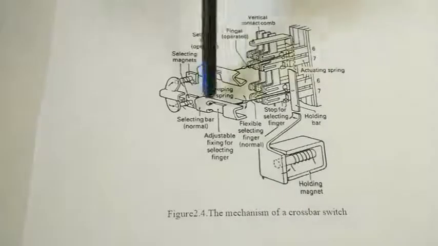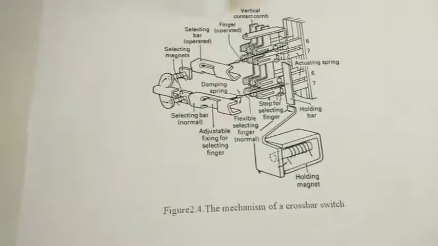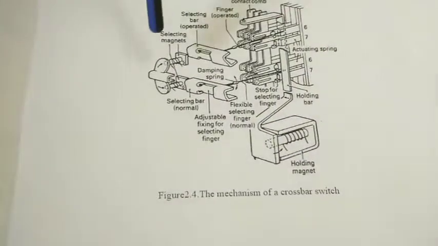This point is called the matrix of the crossbar system. This shows the 3D view of a crossbar system, where you can see the select magnet and how the mechanism works, shown in the 3D diagram.